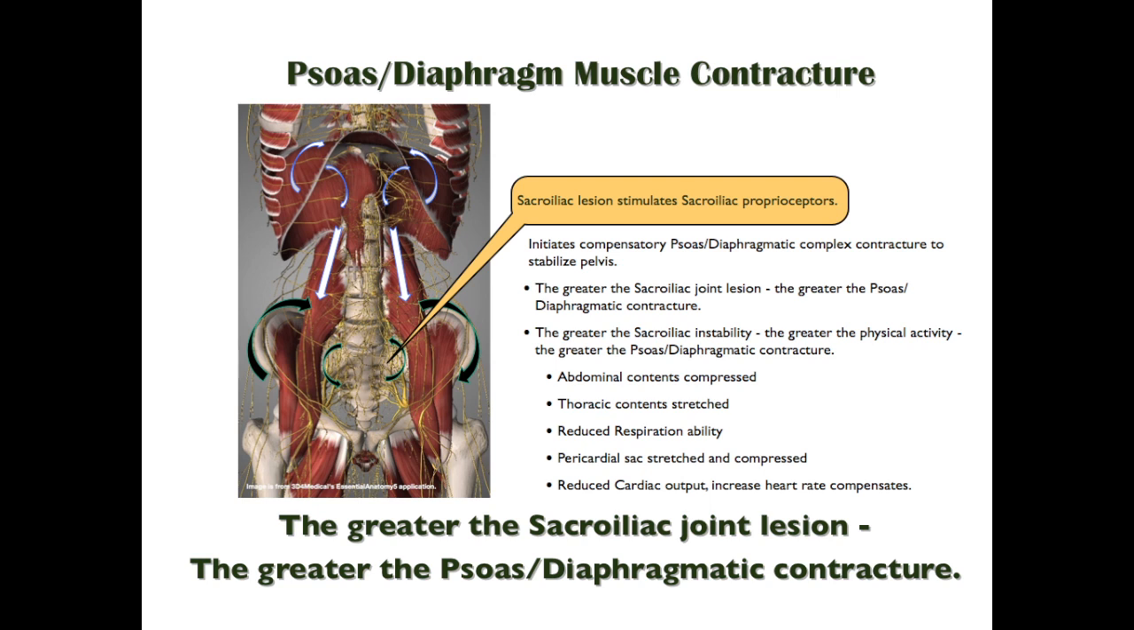Sacroiliac instability results in increased proprioceptive firing, which is further stimulated by physical activity or sacroiliac joint movement and pressure. The domino effect of this is the abdominal viscera being compressed and torqued, the thoracic viscera are stretched, there's reduced breathing ability or exercise-induced asthma, and the pericardial sac is stretched and compressed, resulting in reduced cardiac output with an increase in the heart rate to compensate for the smaller stroke volume.